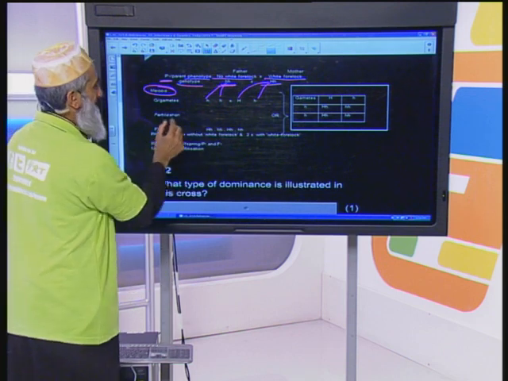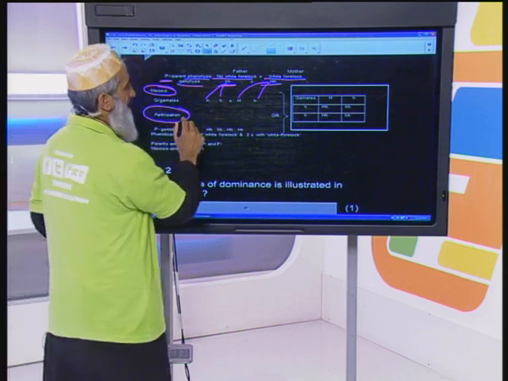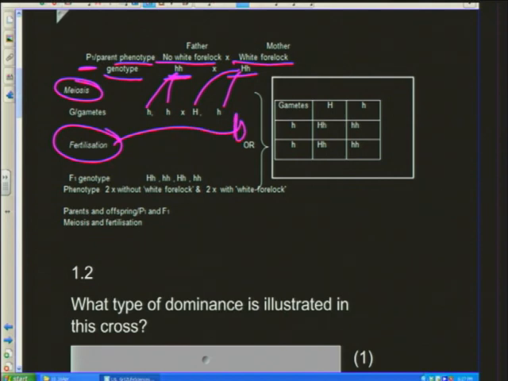Thereafter, fertilization takes place. And when fertilization takes place, we have this situation here. We're using a Punnett square. We could have used a line diagram like this, giving you that, like this, giving you that.